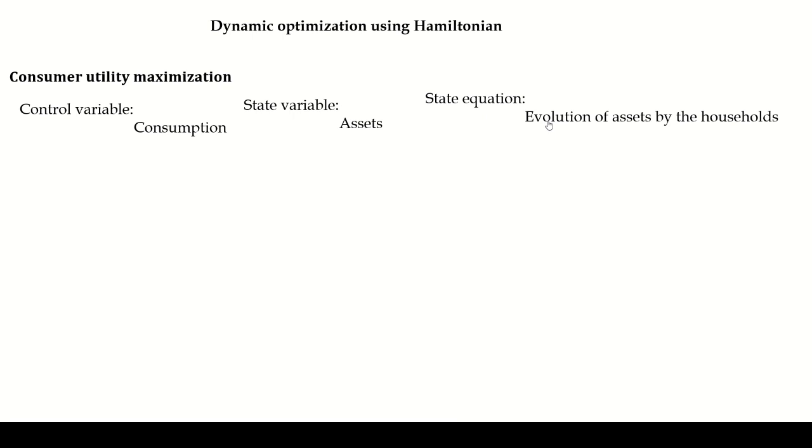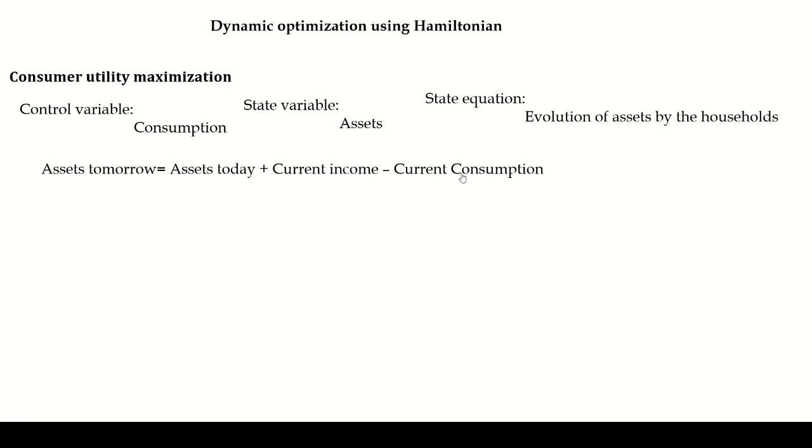It will capture the evolution of assets held by the household. Let's just see in detail what it looks like. In words, it says that the assets owned by the households in the next period would be whatever assets they have today plus whatever savings they made in the current period. So it would be like A_{t+1} equals A_t plus Y_t minus C_t.